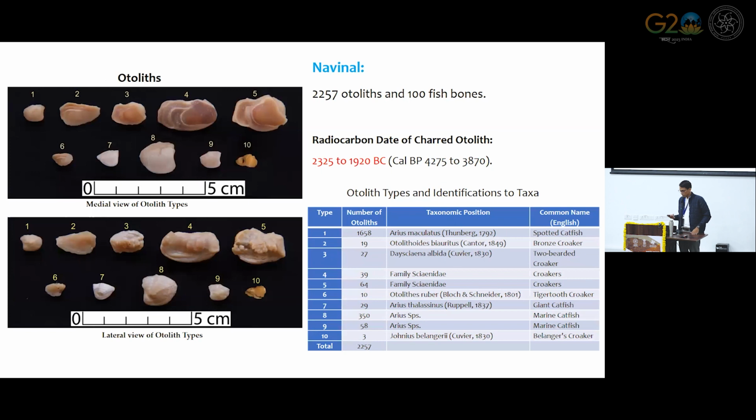The fourth site is Navinal. This is not an excavated site. This is all from surface collections. From the surface collection, we got a large number of otoliths. We had 2,257 otoliths collected mostly from a particular area of the site, which is very much exposed, and some fish bones as well. And these otoliths have been very much helpful in identifying the species for many of them.